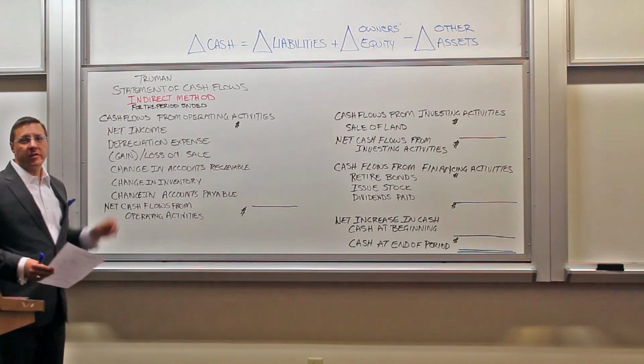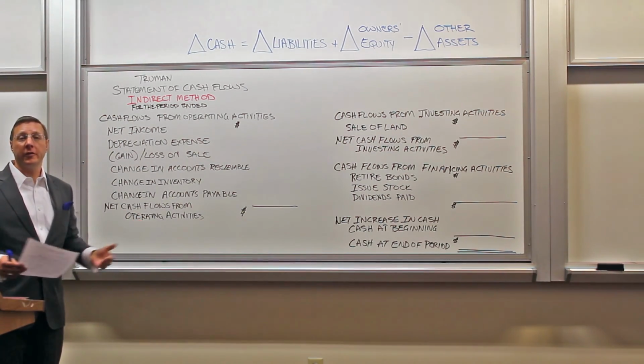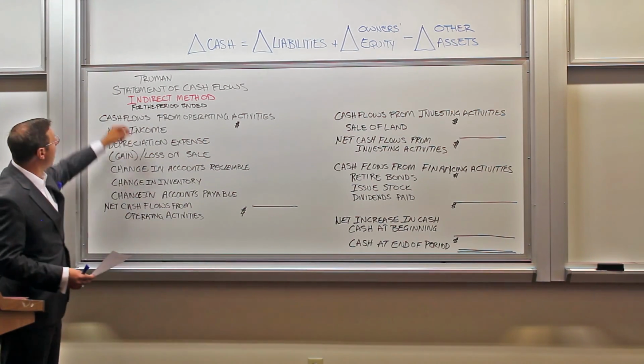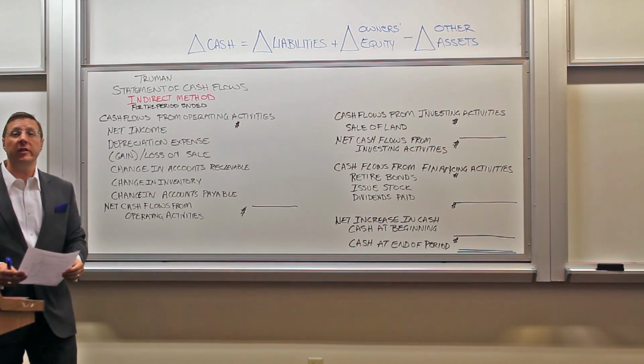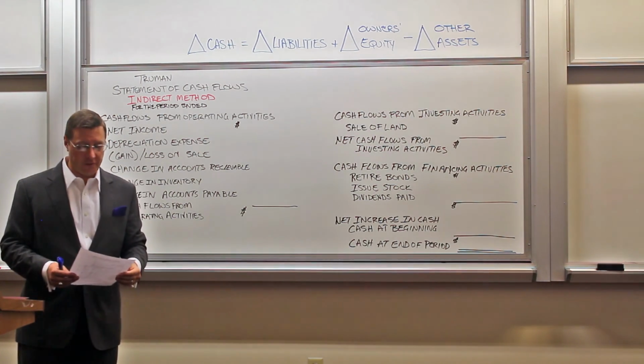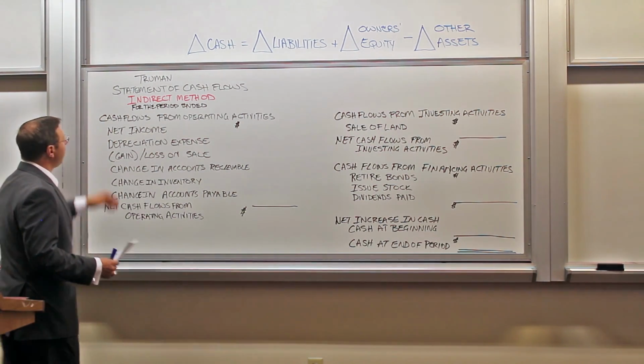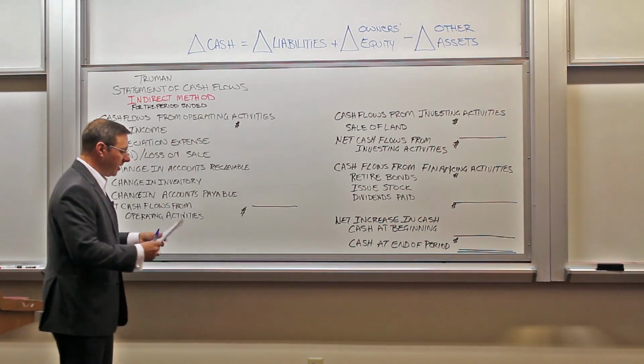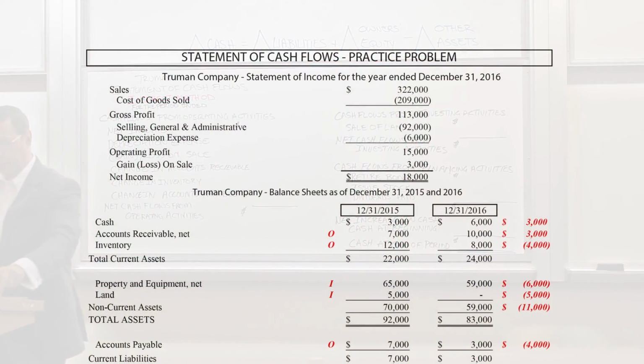First, you'll hopefully notice that I have my heading already to tell the reader of my financial statement what type of statement I'm using. I put in red here that we're using the indirect method for this particular video. We start off with the indirect method with net income. I look at my income statement and I copy over my net income of $18,000.